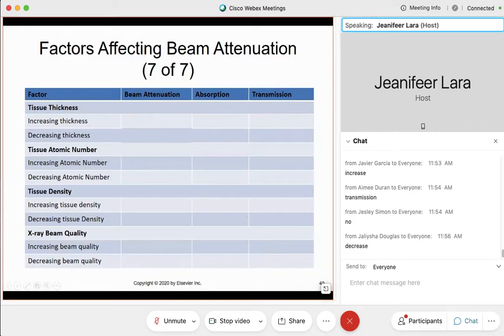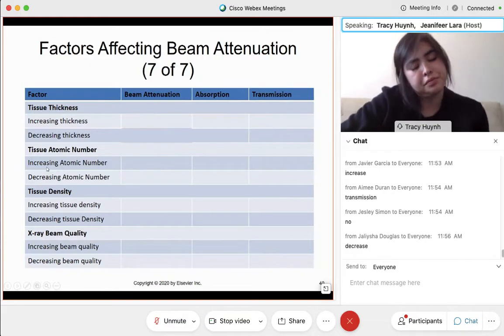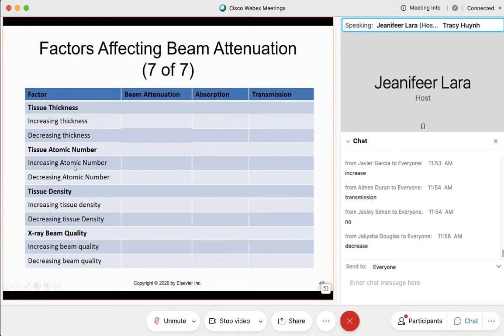Tracy, if tissue atomic number increases, what happens to beam attenuation? I believe that would decrease. Decrease? Is that what you said? Think about it. What's increasing? The atomic number. What does that mean? It would increase. Tell me how. I'm not convinced. Because of the increase in the photons.